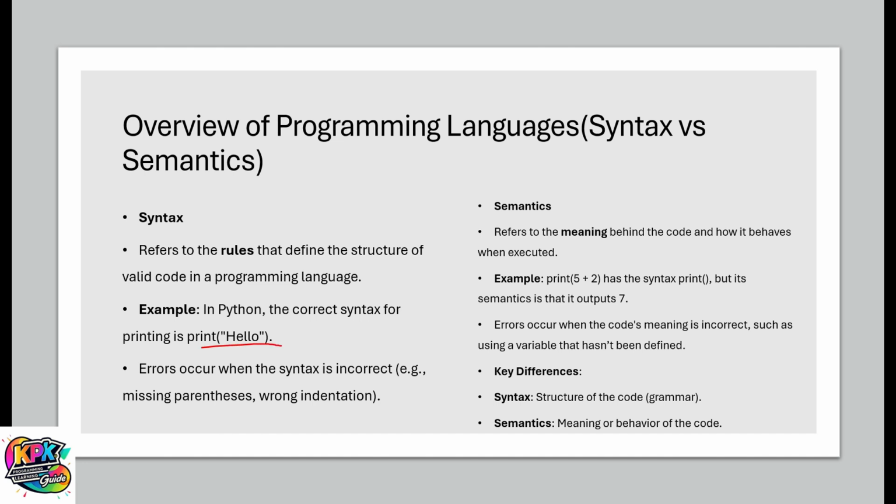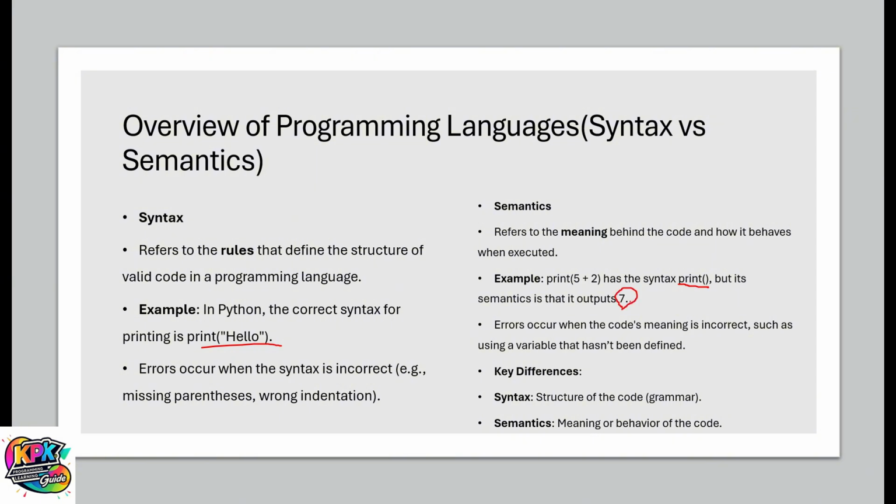Semantics. Semantics refers to the meaning behind the code and how it behaves when executed. Example, print 5 plus 2 is Python code that is used to print the addition of these two numbers. So it has the syntax, it has the function print, but its semantic, or the meaning behind it, is 7, because basically what will happen is that the interpreter is going to add these two numbers, which becomes 7, and the print function is going to bring this out as such. The meaning or the output is going to be 7.